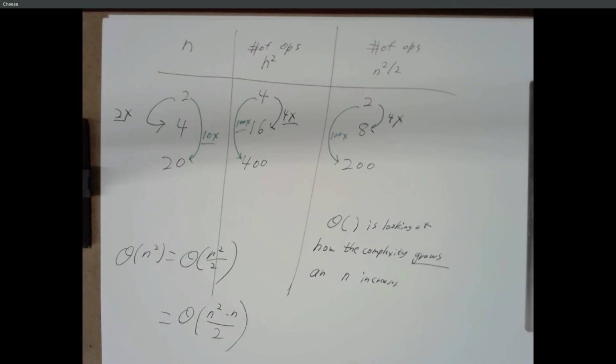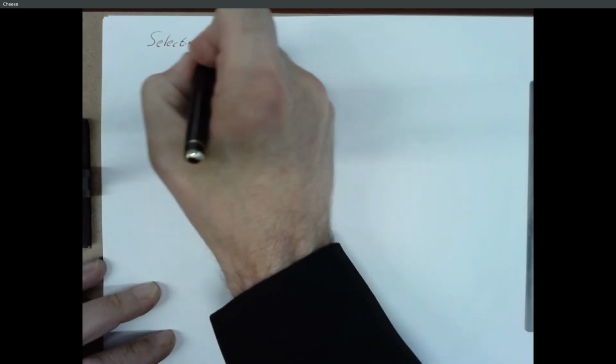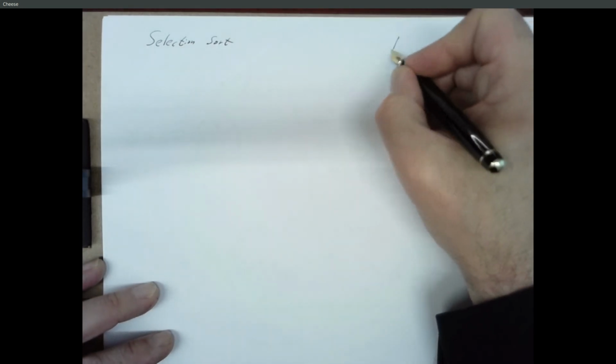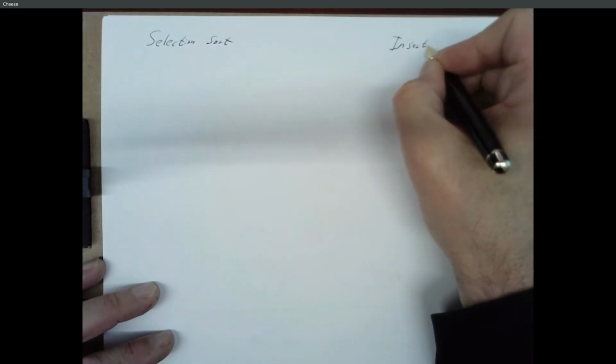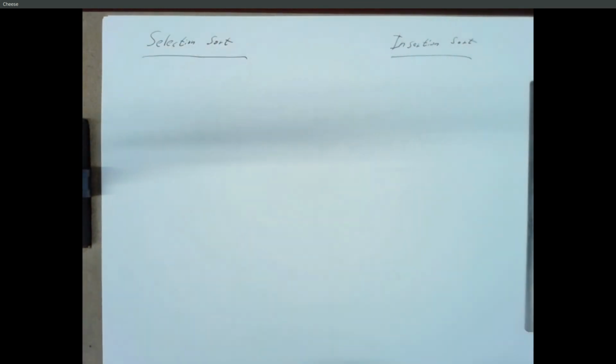So there's two other versions of order n squared sorts that are not bad to code up, but they're really hard to keep straight. So there's a selection sort, and there's an insertion sort. And you gotta find a way to keep these straight. Put them on your notes or something. These are both order n squared.